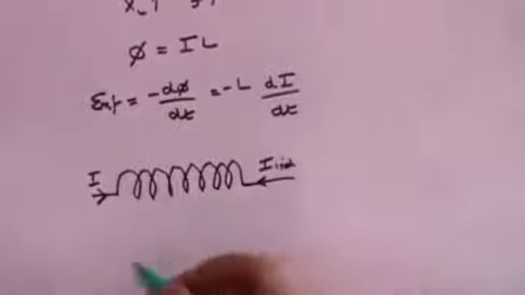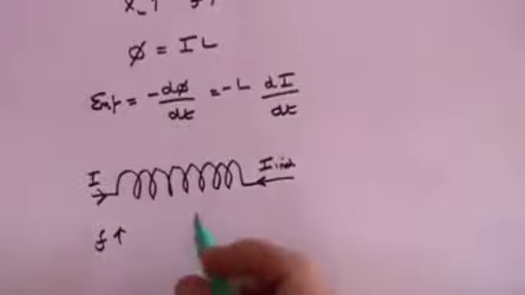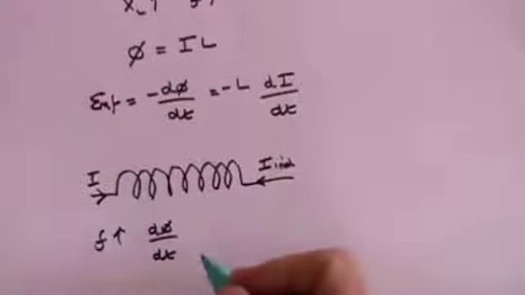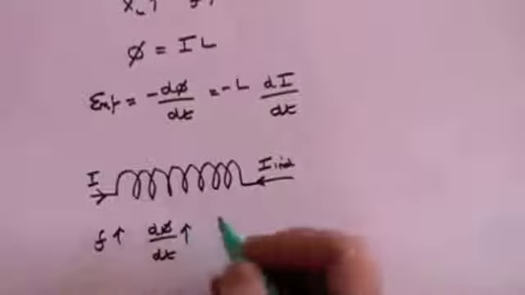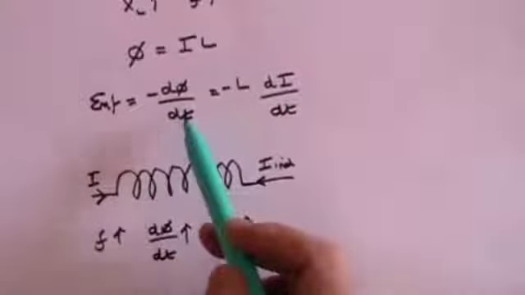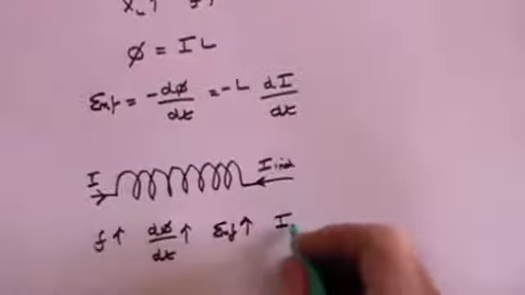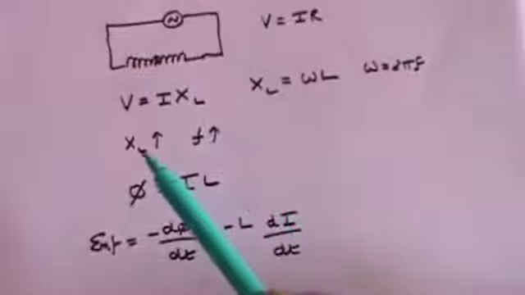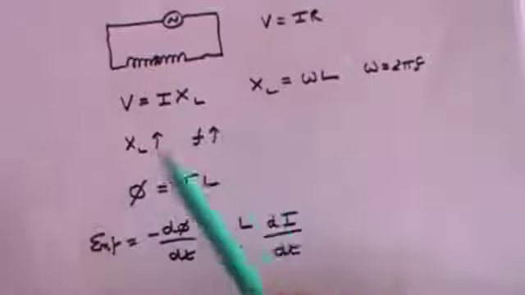So in other words, as frequency increases, the rate of change of flux increases because it's changing more frequently. So that goes up. That means that the EMF increases because EMF is equal to minus dΦ/dt, and that means that I induced increases, and that means that the resistive effect increases. So as the frequency increases, the resistive effect of the inductor increases, and that's why the two go up hand in hand.